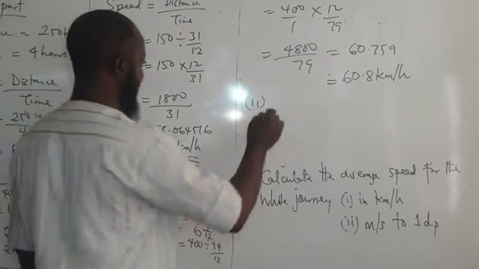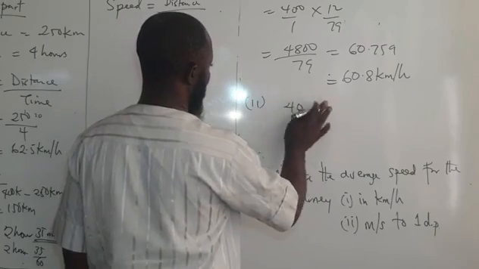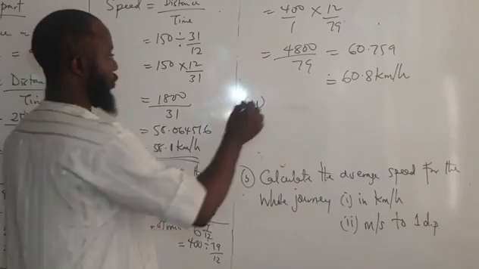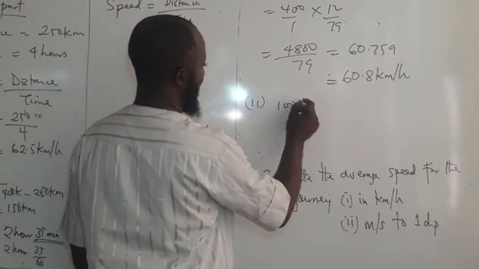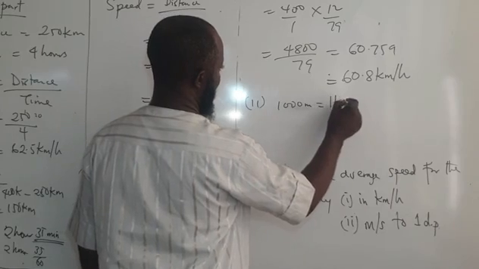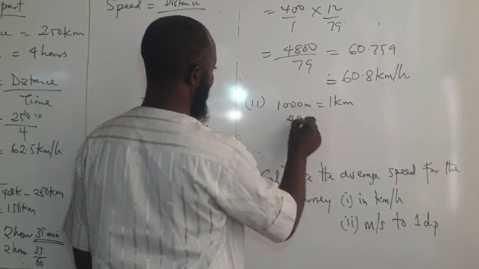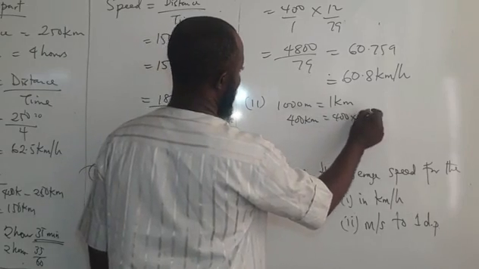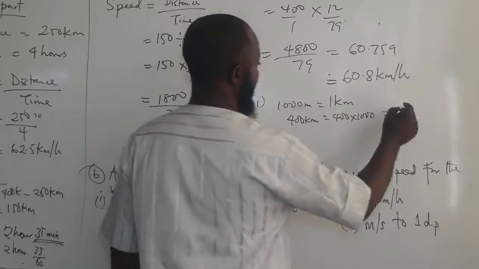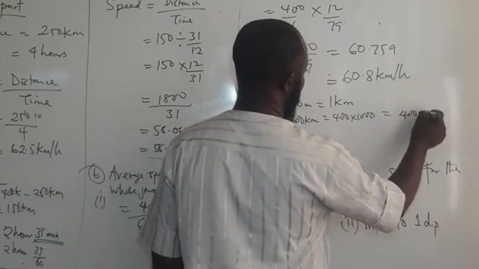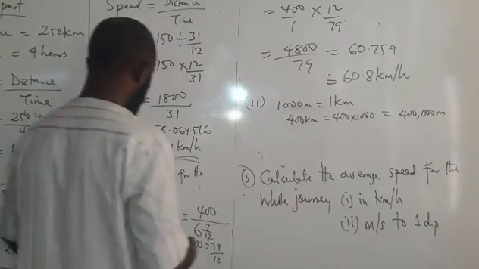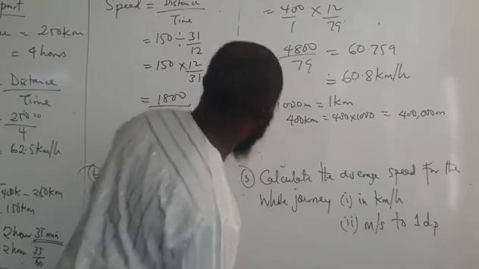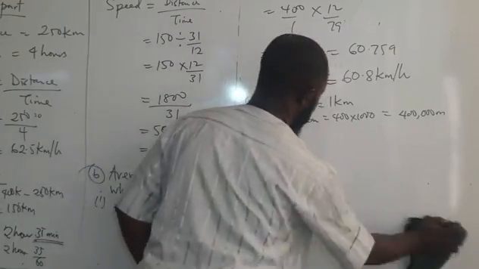So converting 400, how many meters make 1 kilometer? 1000. So 1000 meters equals 1 kilometer. So that means 400 kilometers will be 400 multiplied by 1000. That gives us 400,000 meters, right? So it remains 6 hours 35 minutes.